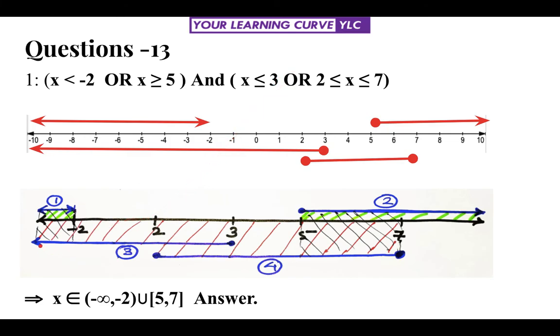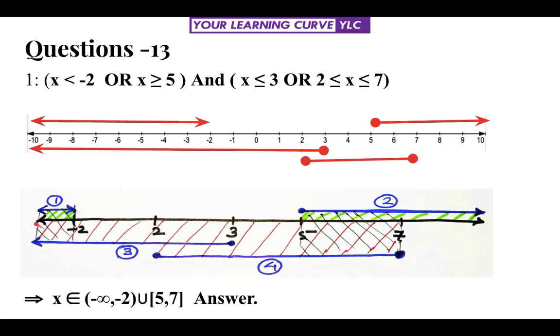So minus infinity to 3 satisfies the third inequality and 2 to 7 satisfies the fourth inequality. So minus infinity to 7 is satisfying the second bracket, 3 and 4, and minus infinity to minus 2 union 5 to infinity satisfies the first bracket. Now we have to take intersection of these two answers. So you see where this green and red zones are overlapping, that will be your answer. You have to just find the intersection.